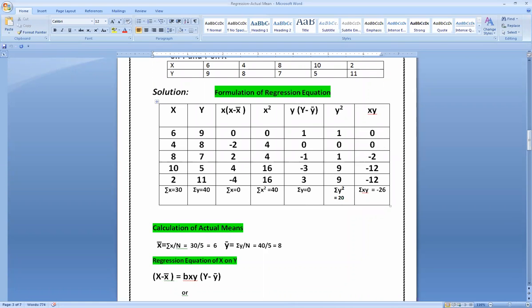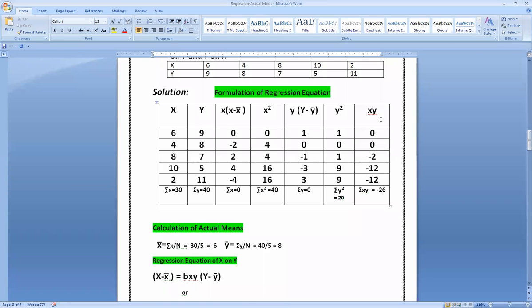Square the values of deviation y. 1 square is 1, 0, minus 1 square is 1, minus 3 square is 9, 3 square is 9. Total the value of deviation y square, and we get the value 20.